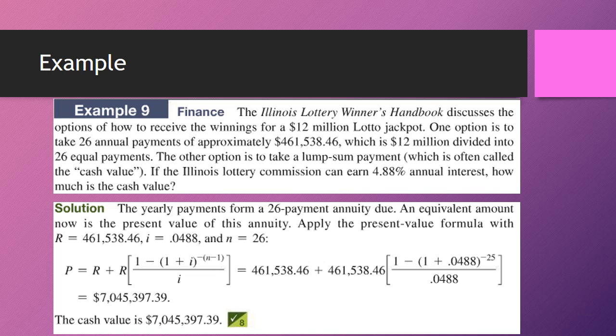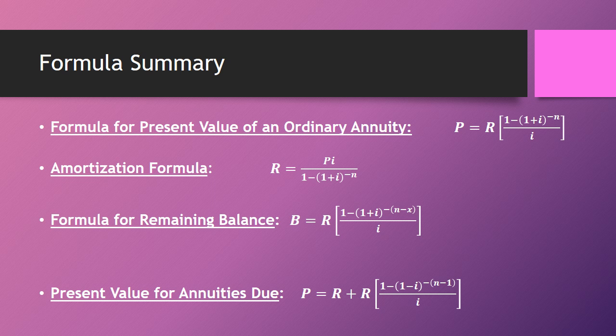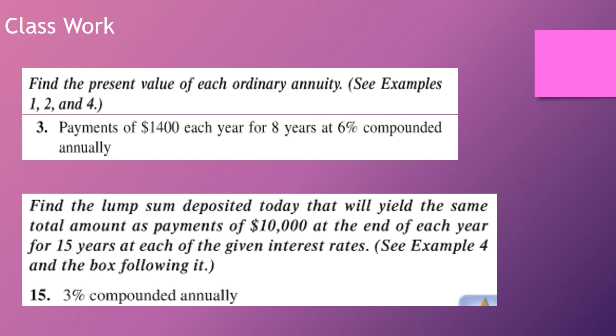Okay, once you know it's an annuity due, you know what formula to use. It's pretty easy. Instead of $12 million, if you take a lump sum, you get a little over $7 million. Here's a summary of our formulas. And here are a few problems to try. As you go through these, pause the recording, give them a try, and resume the recording to check your answer.